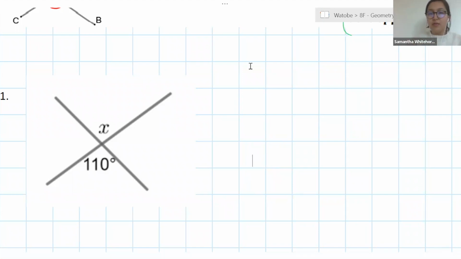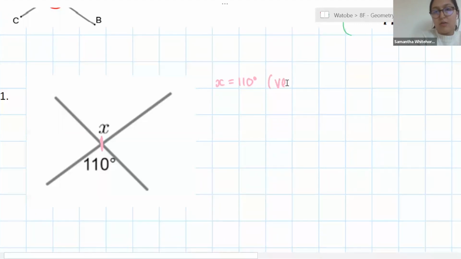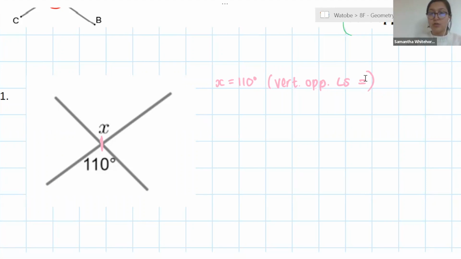So if we have a look at this, what I can see is that 110 is directly opposite to X. And so that would mean that X is equal to 110 degrees. And my reason is vert-op angles equal. Now there's no working out because we are literally just looking at the diagram and seeing that they are vertically opposite to each other. All right, so X is equal to 110.